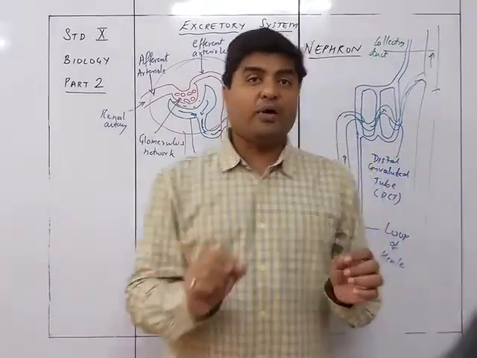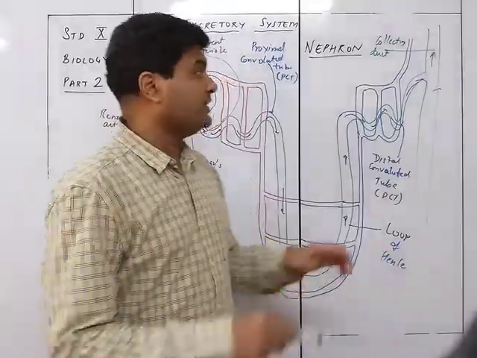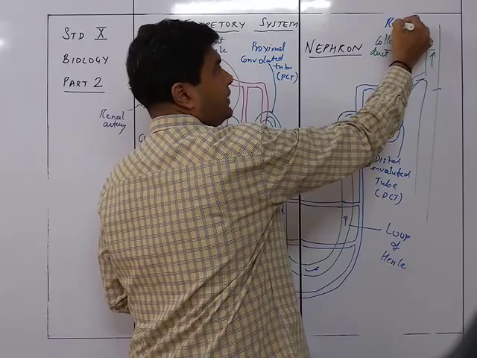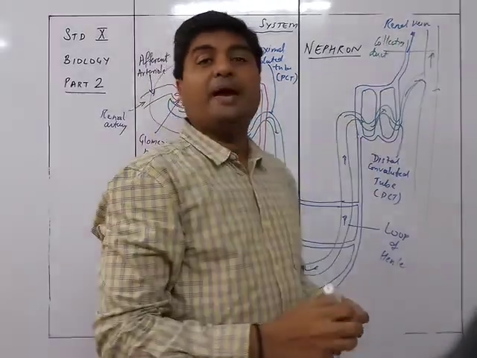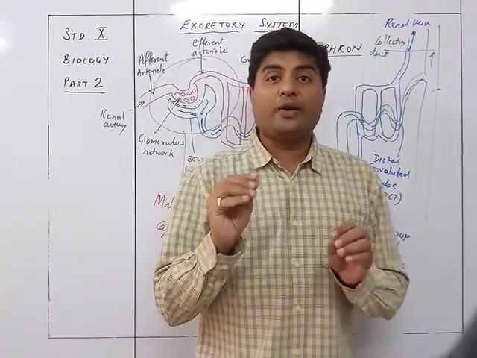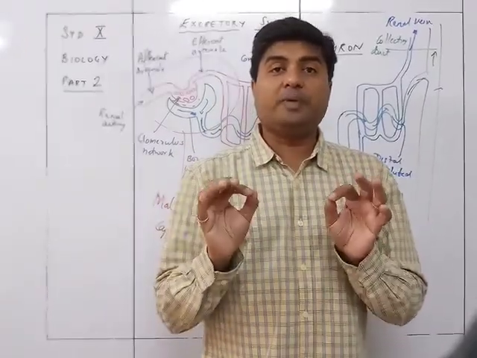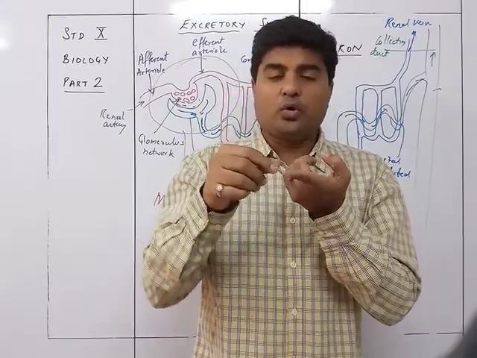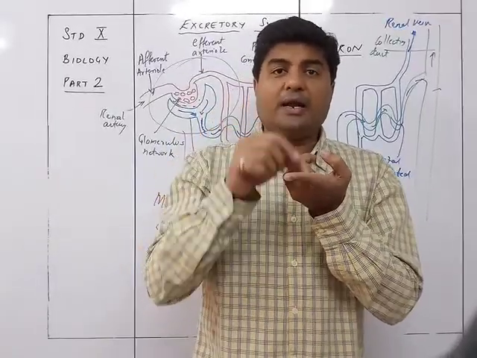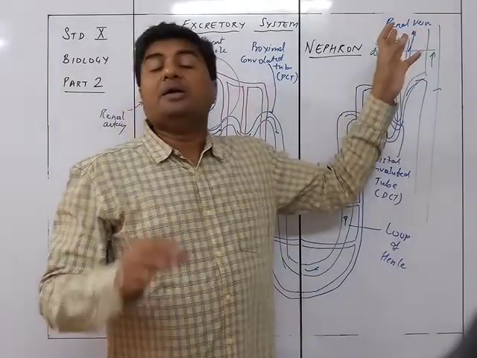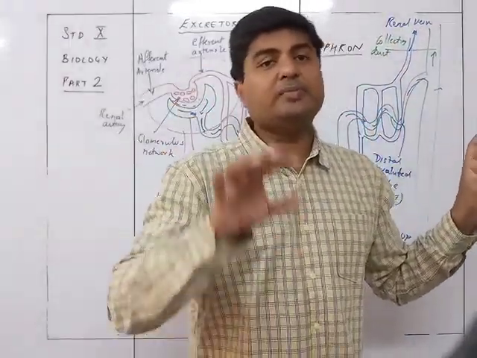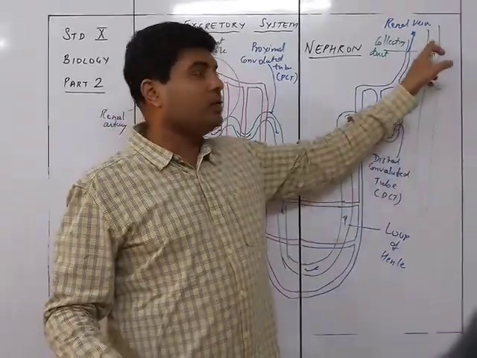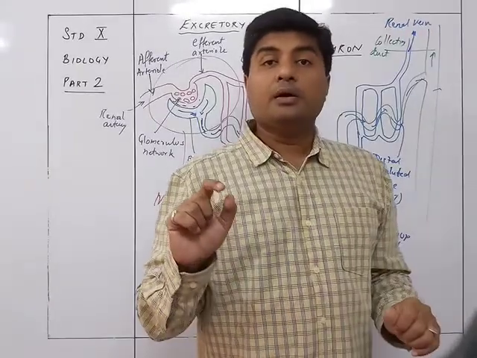Accordingly, this goes to the renal vein. So when the blood goes back into the renal vein, it will have all the normal constituents of blood: the right amount of sugar, glucose, salts, and water. The excess amount of everything, including vitamins or medicines that we have taken, is going to be excreted out, going into the collecting duct and then into the urinary bladder.